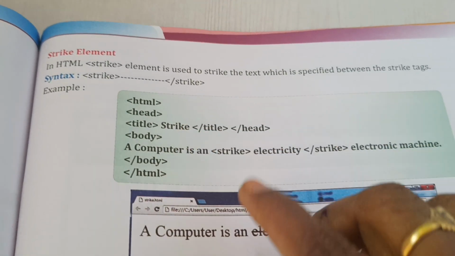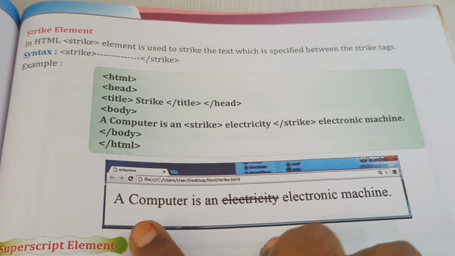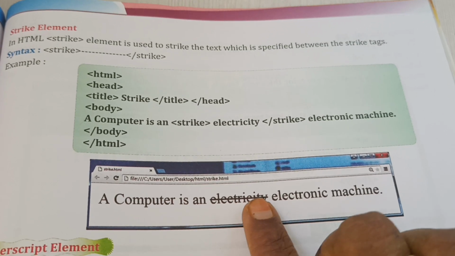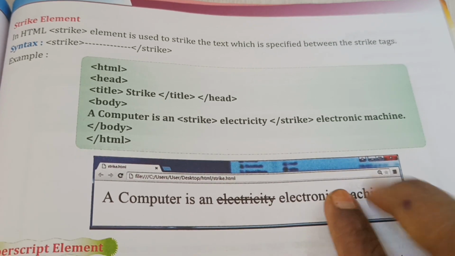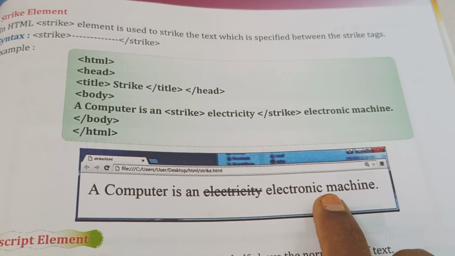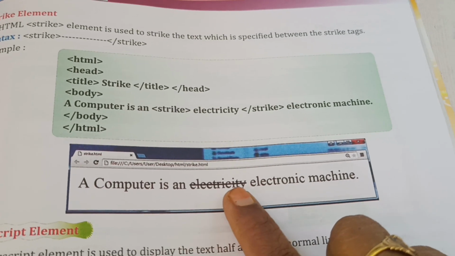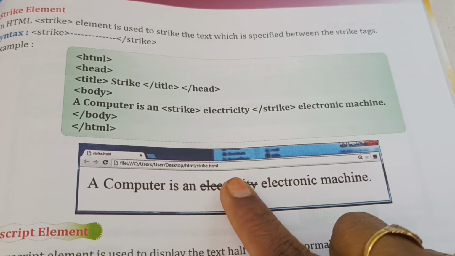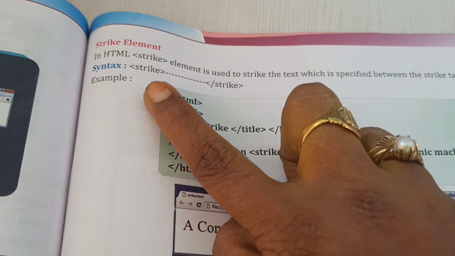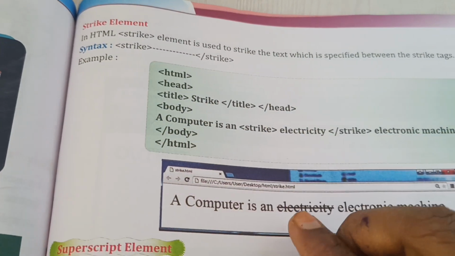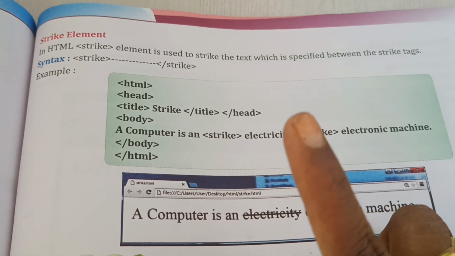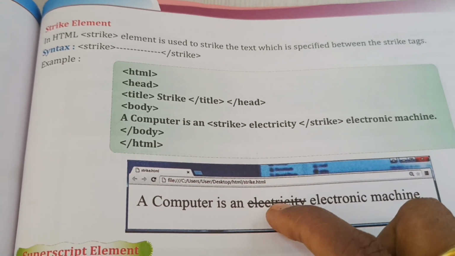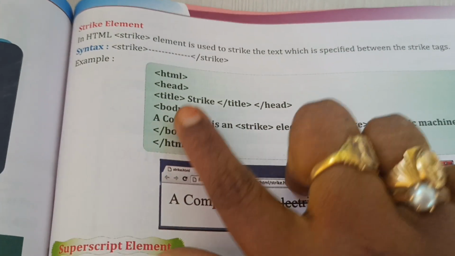Strike means this is the output. See, "A computer is an electronic machine" is the correct sentence, but "electricity" is very wrong. So the word electricity, how to strike it? Using these tags. Strike means, whatever mistaken text you typed there, you strike it using the tags.